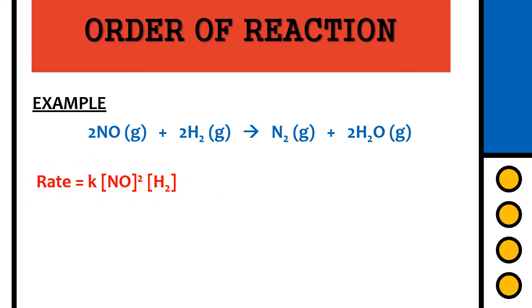If you just write your rate law without the word rate in front, say you miss this out, you just put equals K[NO]^2[H2].